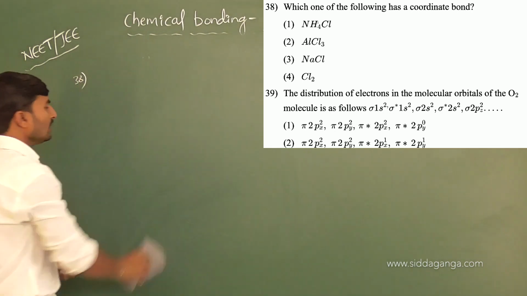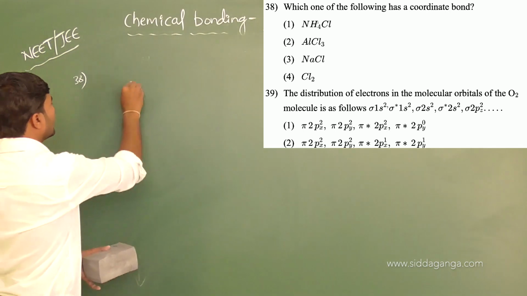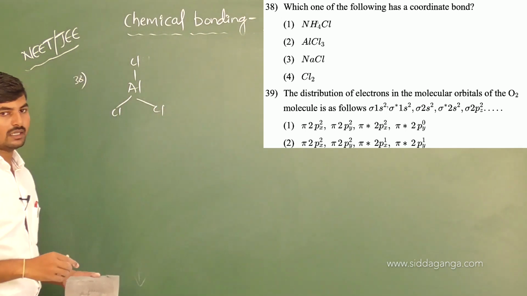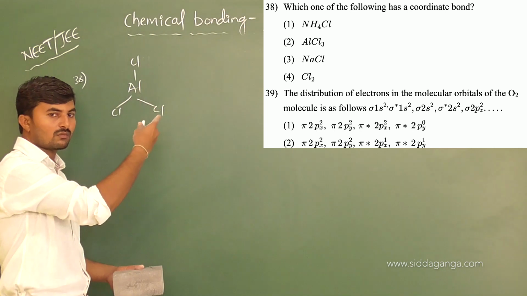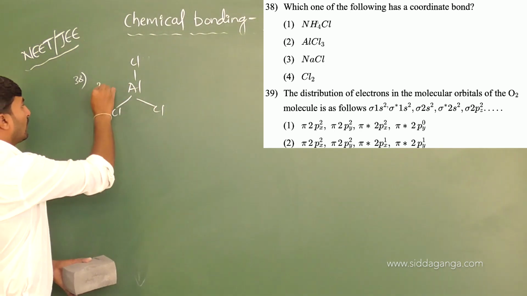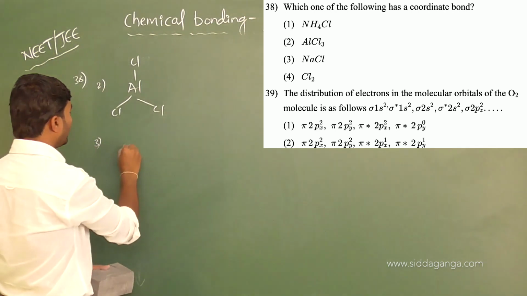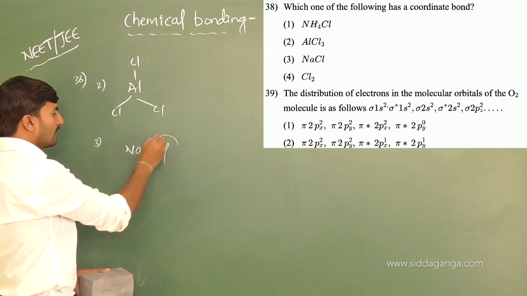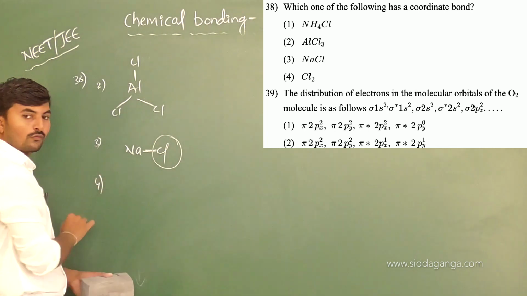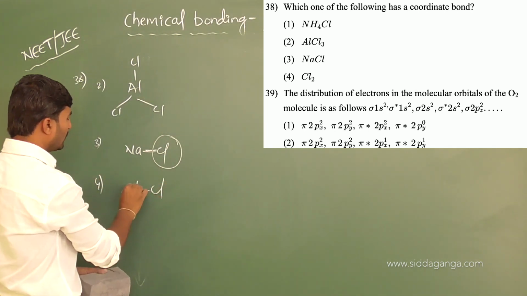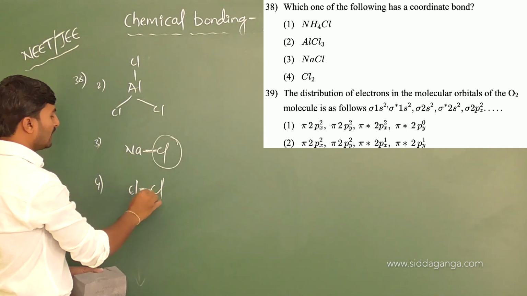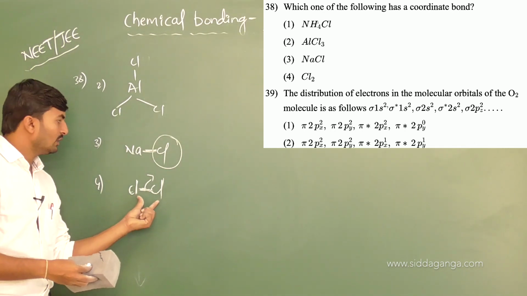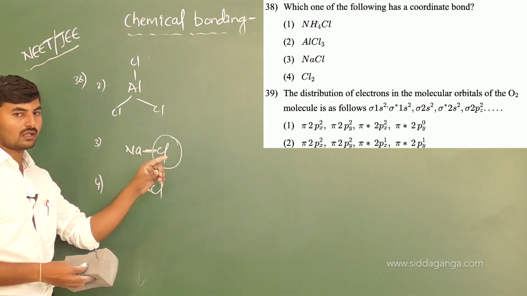Okay, here the option 2 is AlCl3. Aluminum is trivalent in nature, it has 3 bonds capacity, and has formed 3 bonds. There is no formation of coordinate bond here. And the third one is NaCl. Here also in between them a single covalent bond is there and there is no generation of coordinate bond. Fourth one, Cl2 molecule. It is purely non-polar covalent bond. In between them there is no formation of dative bonds. Okay, there is equal distribution of electrons, here also, here also.